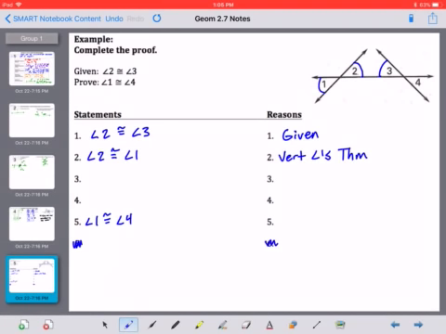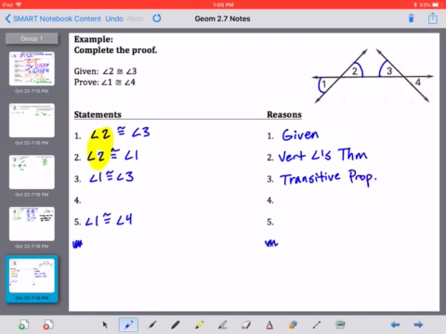Let's see. Well, take a look at this. I've got that angle 2 is congruent to 3, and angle 2 is congruent to angle 1. So they share angle 2, meaning angle 1 has to be congruent to angle 3. Do you remember why? If they share something, then the other things are congruent? That's that transitive property.